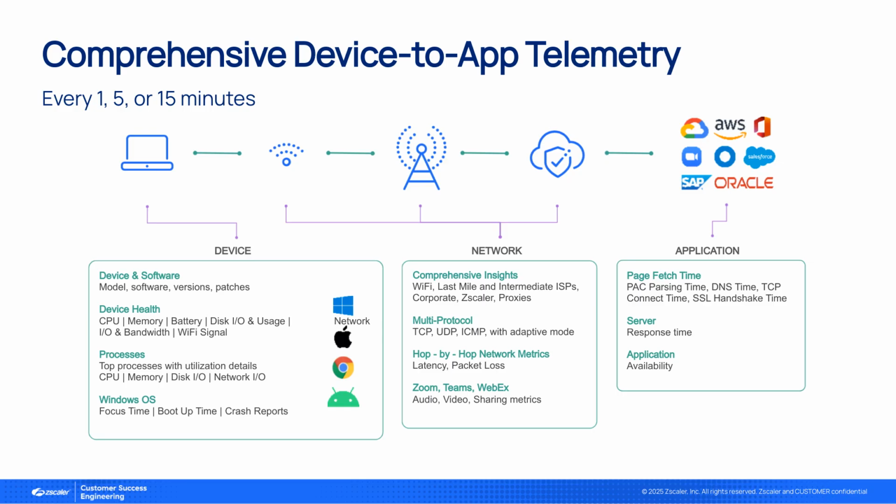From a network perspective, ZDX can get information across the full network path, including Wi-Fi, last mile, and intermediate ISPs, and the Zscaler service across multiple protocols, hop-by-hop latency and packet loss metrics, and application performance metrics like DNS time, page fetch time, or application availability. All of these combine together to give ZDX the vantage points it needs to provide comprehensive digital experience monitoring.